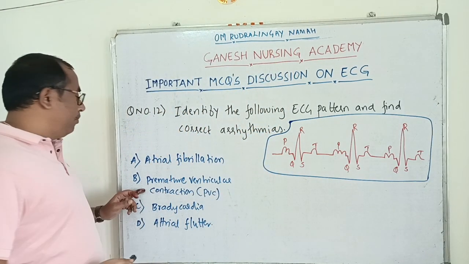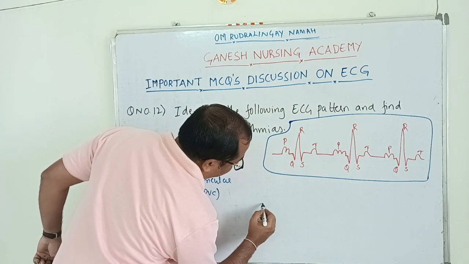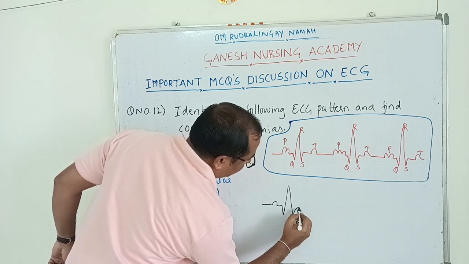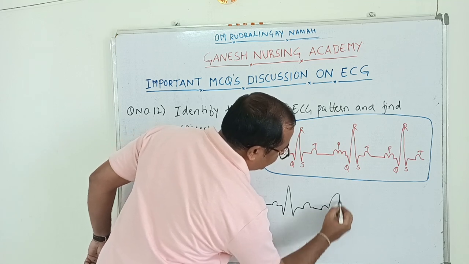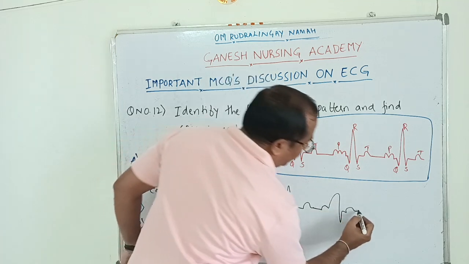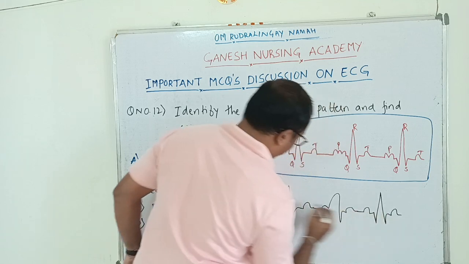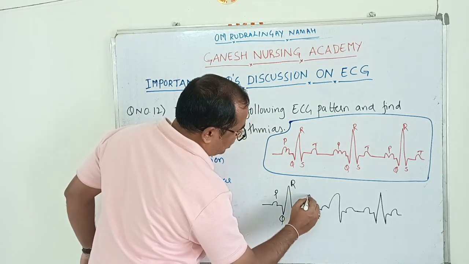Next one is premature ventricular contraction. Okay. So what is the pattern in premature ventricular contractions? There will be normal P wave, QRS complex, then T wave, and in between you can see there is an ectopic. Okay, so like this ectopics will be there. Then again there will be P wave, QRS complex and T wave.